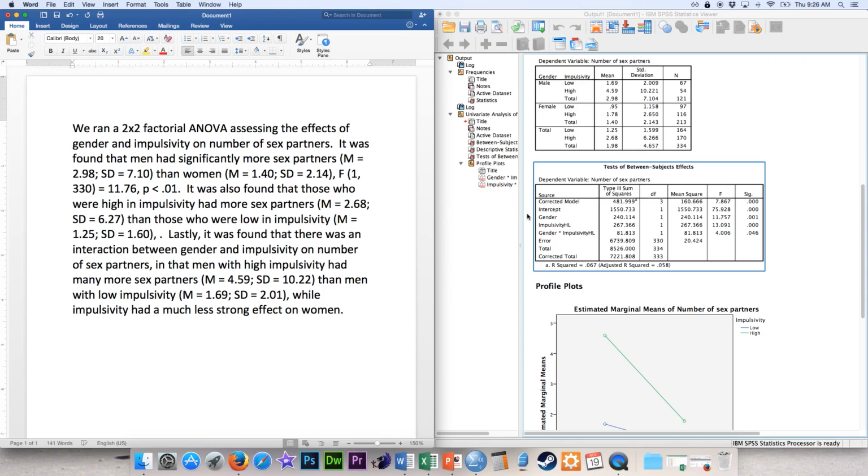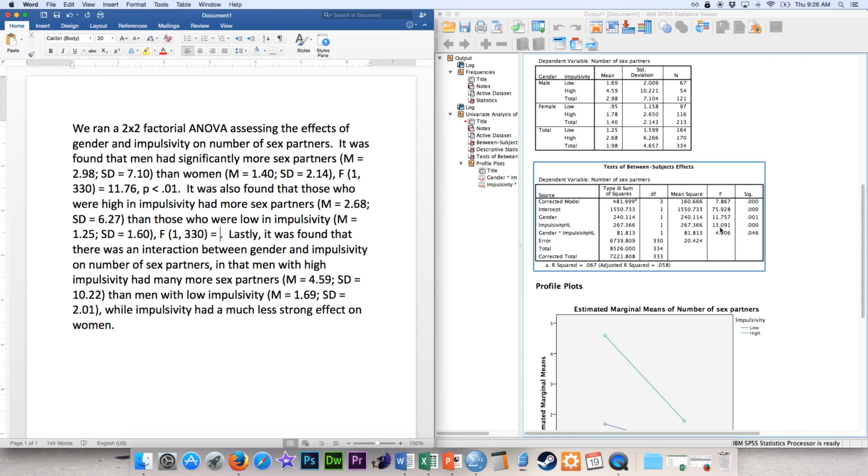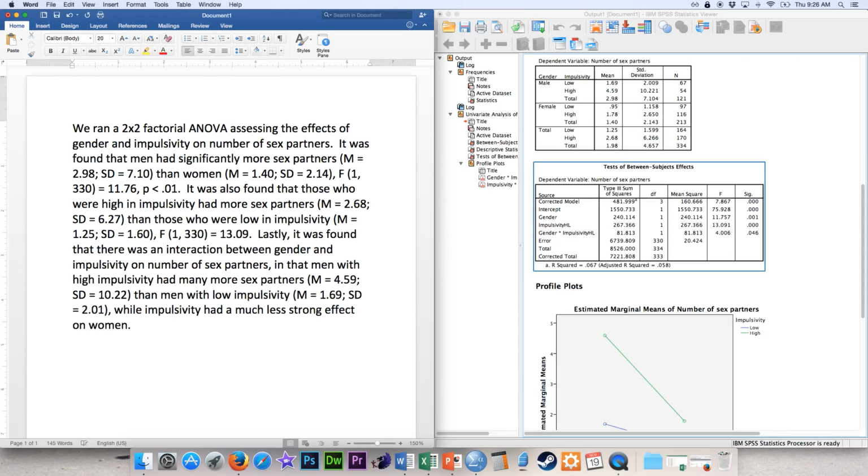So in this case, it's for impulsivity. So impulsivity right here has, again, it's an F statistic, same degrees of freedom, 1, 330. And in this case, the F statistic is 13.09. And again, it's well below 0.01, so we're just going to do p is less than 0.01, because we can only go to the 100th place.